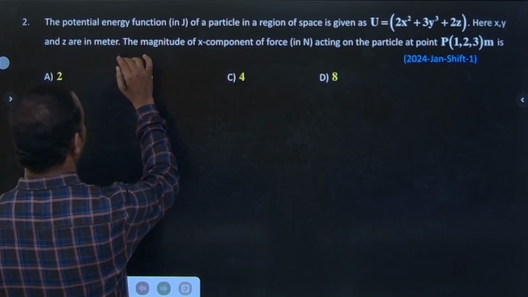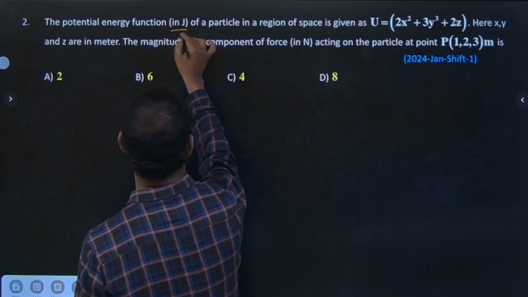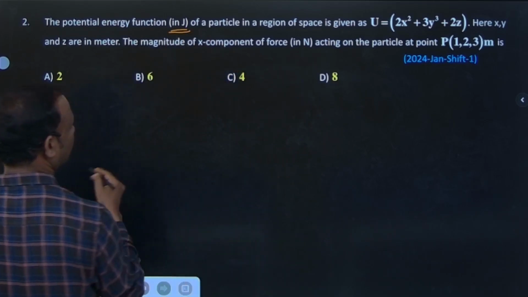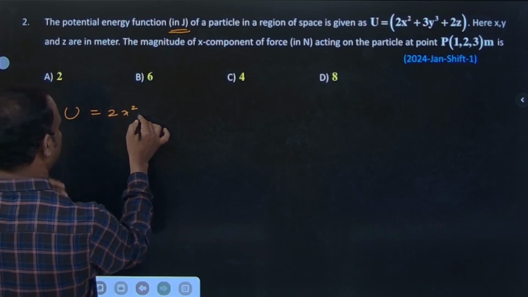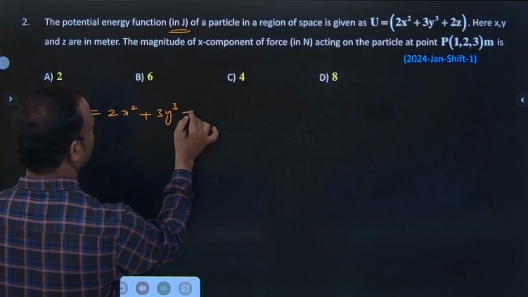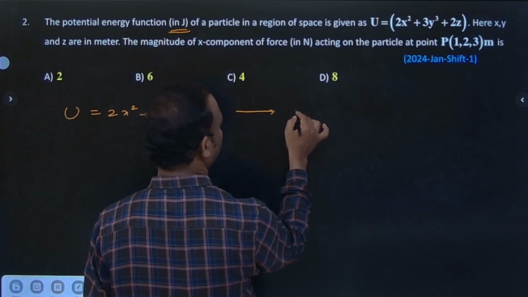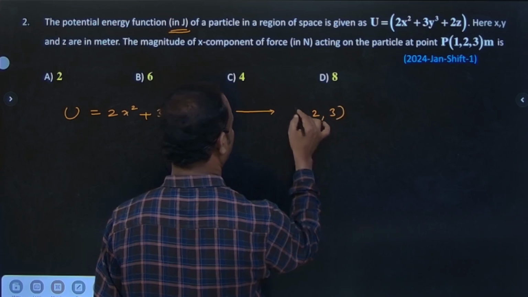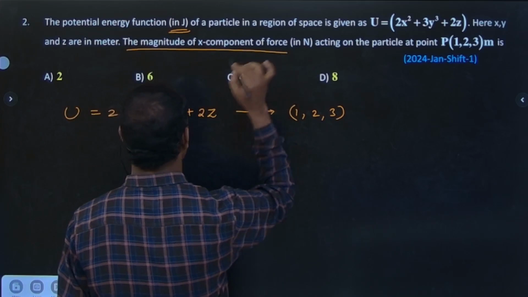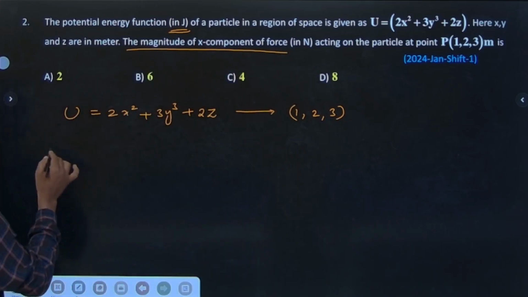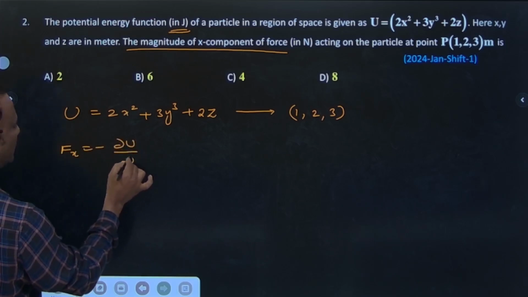Potential energy as a function of position. In joules, as mentioned, the potential energy is given: U is equal to 2x square plus 3y cube plus 2z. At the position 1, 2, 3 for x, y and z, he's asking about the magnitude of the x component of force. X component of force means Fx. Fx is equal to minus dou U by dou x.